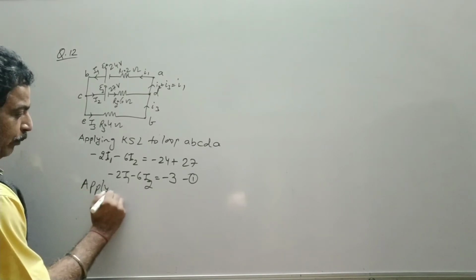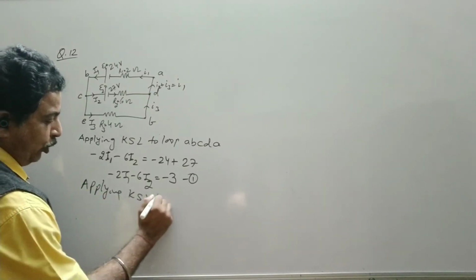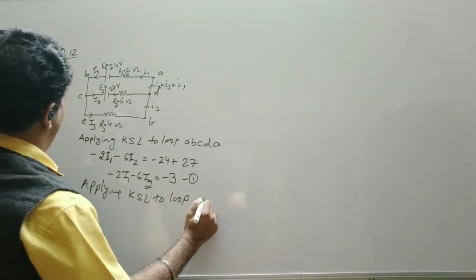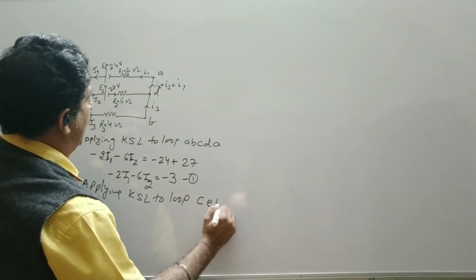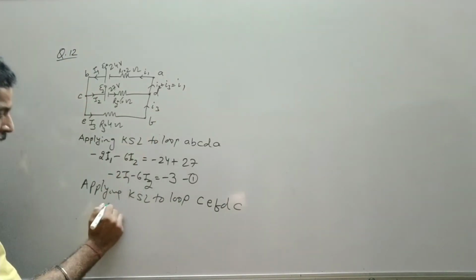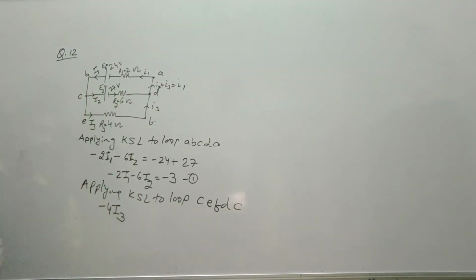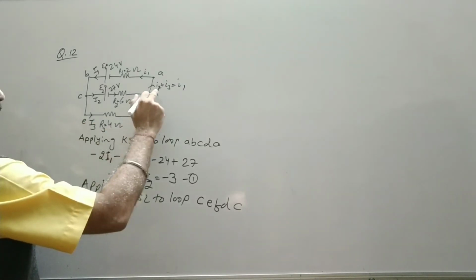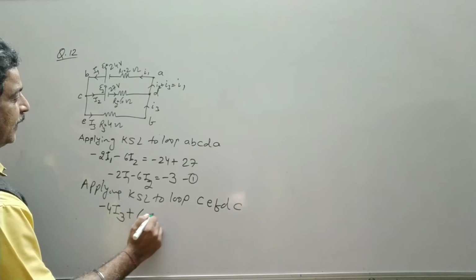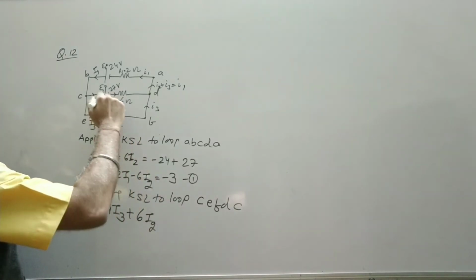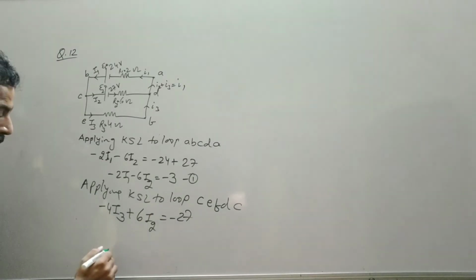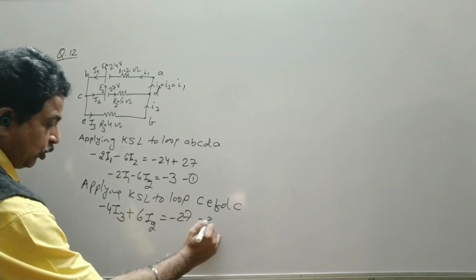Similarly, applying Kirchhoff's second law to the loop, now we take the lower half, say C, E, F, D, C. So again in the direction of current, minus 4 I3, current coming from the opposite side, plus 6 I2, we come across a negative terminal, that is minus 27. So we have this equation number 2.